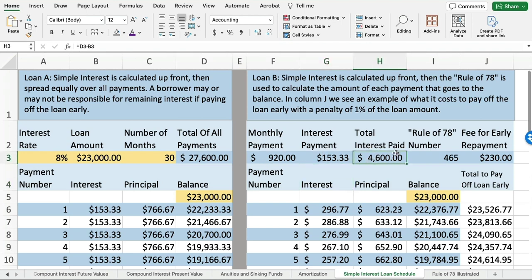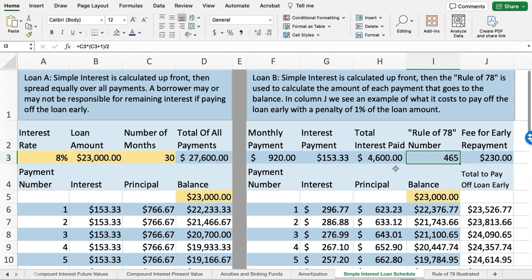Under total interest paid, all we have to do is take our total of all of our payments and subtract the loan amount. So it's equals D3 minus B3. Again, that's D as in David 3 minus B as in Bravo 3, in case my D's and B's sound alike. And that's happening in H3.